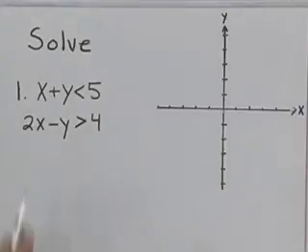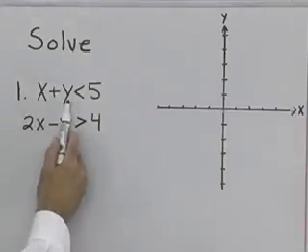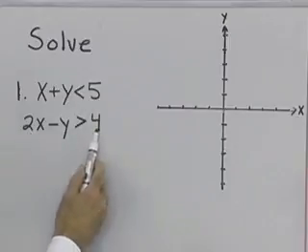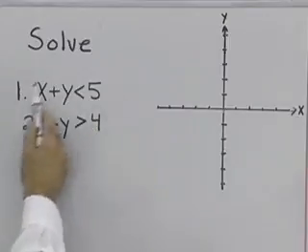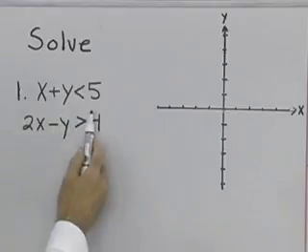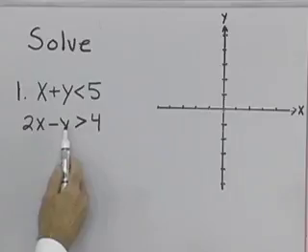We have two inequalities. The first one is x plus y is less than 5. The second one is 2x minus y is greater than 4. So we know that this is going to be a section of the coordinate plane, and this is going to be a section of the coordinate plane. We'll graph each of them separately and then look at where their graphs intersect.